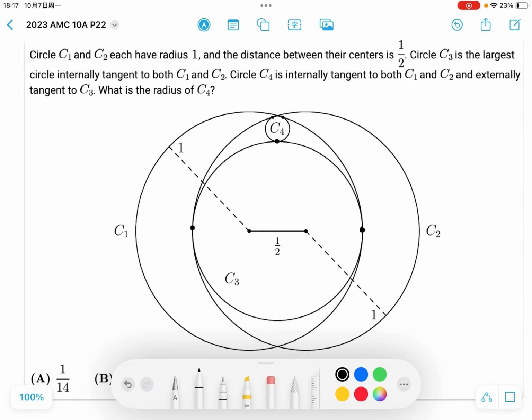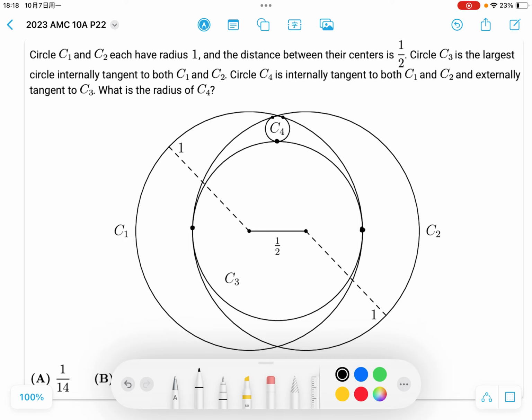This is 2023 AMC 10A problem 22. Circles C1 and C2 each have radius 1, and the distance between their centers is 1/2. Circle C3 is the largest circle internally tangent to both C1 and C2. Circle C4 is internally tangent to both C1 and C2 and externally tangent to C3. What is the radius of C4?